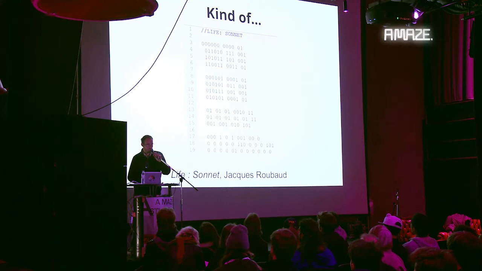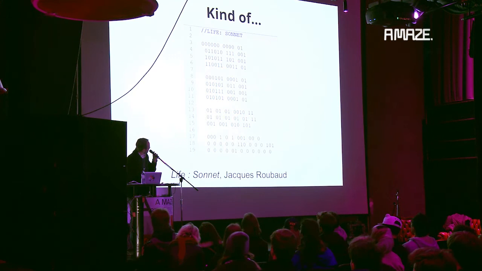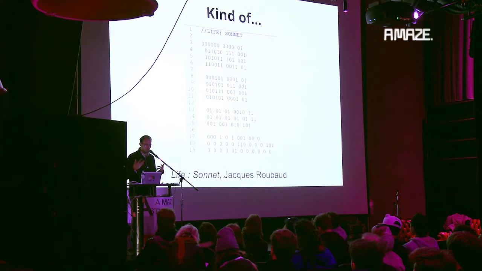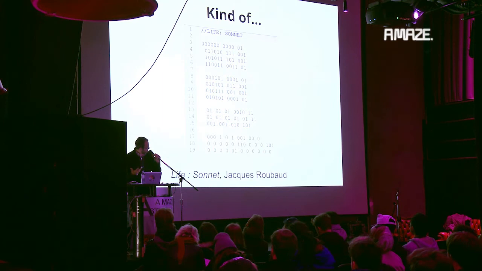0000000001 0110111011001. I won't read it entirely. This was written by Jacques Roubaud. I wondered if there was a hidden message in it. I tried to decrypt it on the internet, with binary converters, and no, I only got gibberish. So I think the numbers really have been chosen for their sonority, for the sound. If you want to, you can find on the internet a video of Jacques Roubaud himself reading this poem. It's really great to see.